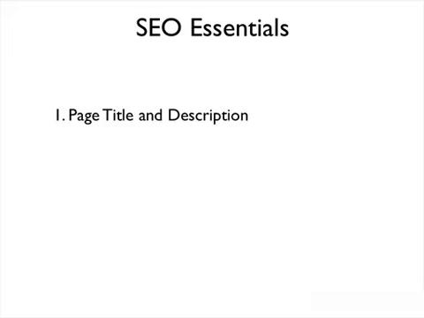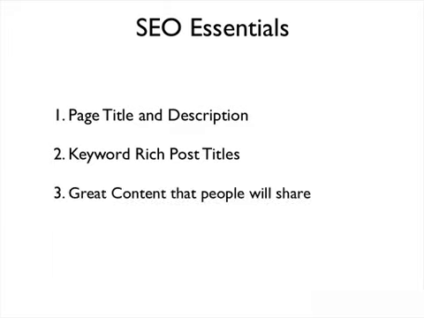One is your page title and the description of your website. The second one is your post titles and how you can strategically use keywords when you're creating your content and titling your content. The third essential is to just create really good stuff that people are going to share, because that inherently will get your name out there because people want to share it. People love showing things to their friends that are cool. So if you create something that's cool, they're going to share it.